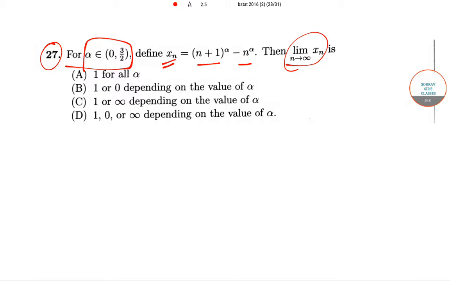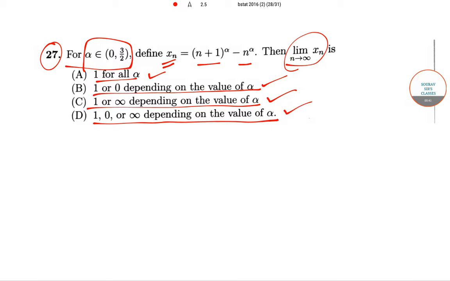The options are: 1 for all alpha; 1 or 0 depending upon the value of alpha; 1 or infinity depending upon the value of alpha; and 1, 0 or infinity depending upon the value of alpha. So what we'll do is we'll find out the value of the limit for alpha equal to 1, alpha less than 1 and alpha greater than 1, and we know that alpha equal to 1 lies in this interval 0 to 3 by 2.